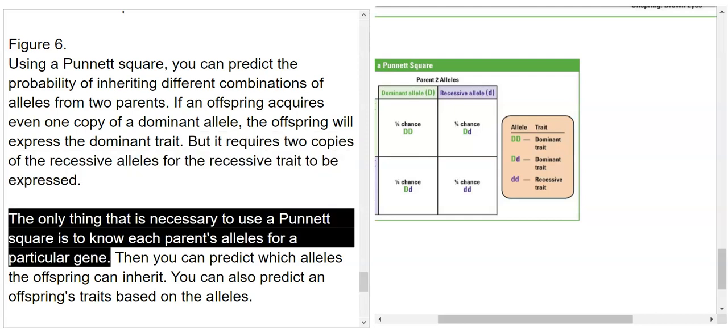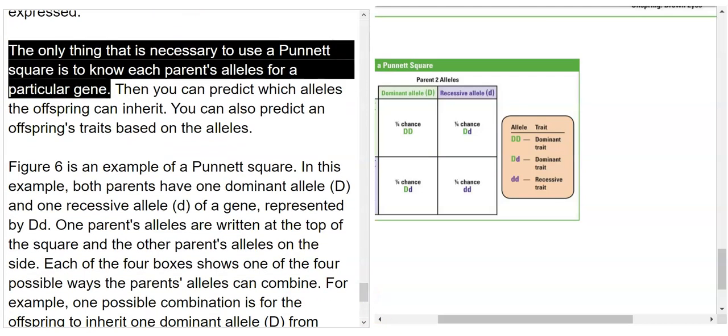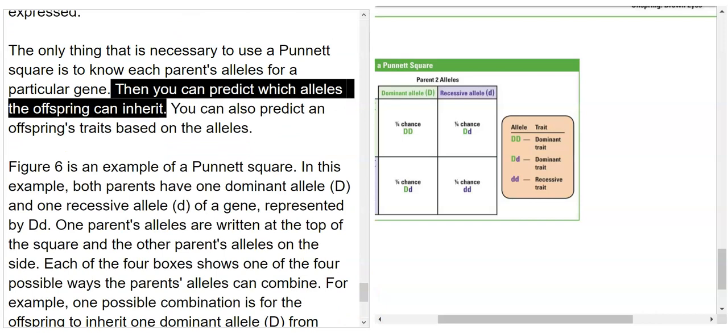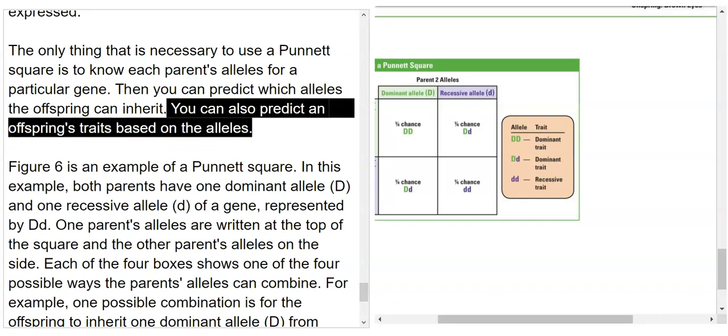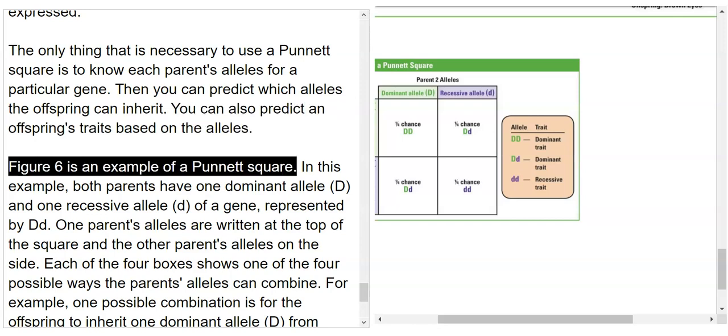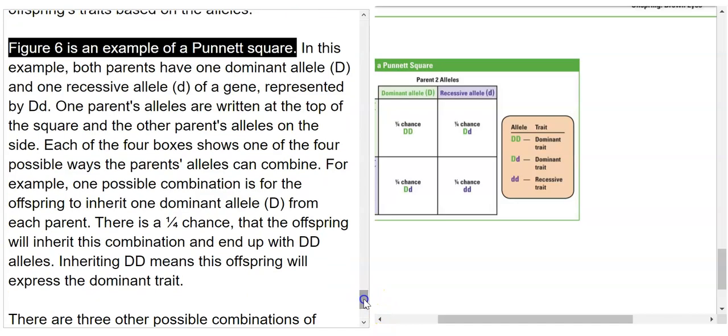The only thing that is necessary to use a Punnett square is to know each parent's alleles for a particular gene. You can predict which alleles the offspring can inherit. You can also predict an offspring's traits based on the alleles. Figure 6 is an example of a Punnett square.